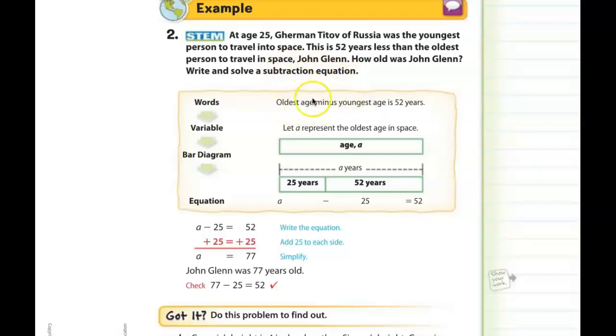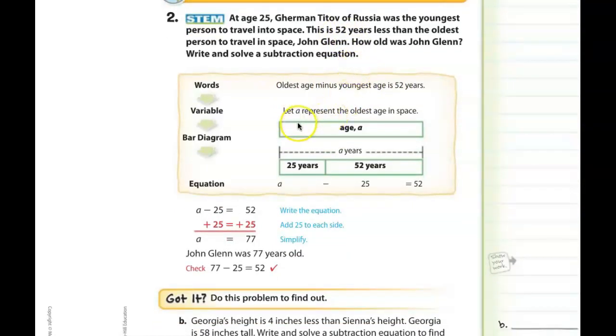Okay, so the oldest man's age, subtract the youngest age, is 52 years. So we don't know how old John Glenn was, but we do know the youngest person was 25. We know that there was a difference of 52 years between them. So the age of John Glenn is unknown, and that's going to be the long part of the bar diagram. We know that 25 plus 52 is equal to that together, so the subtraction problem will be A, John Glenn, minus 25 equals 52.